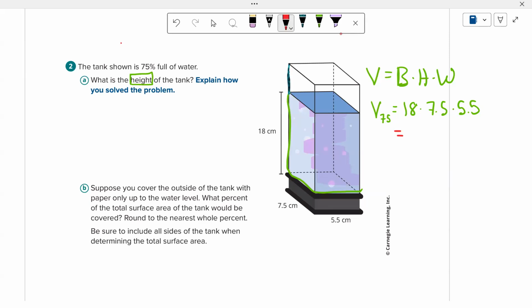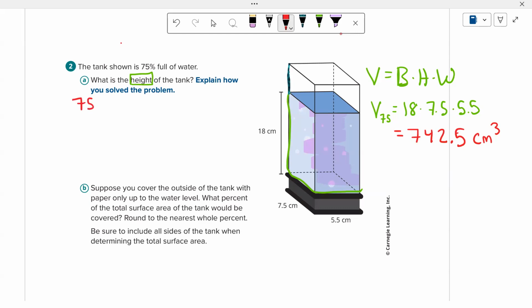So when we do that math, that's a lot of math. Let the calculator do that for me because the calculator loves me, and I love the calculator. I ain't gonna lie to you. 7.5 times 5.5, 742.5. So that's 742.5 centimeters cubed because it's volume.